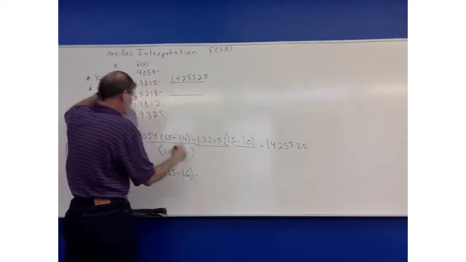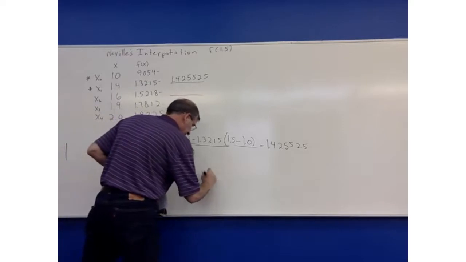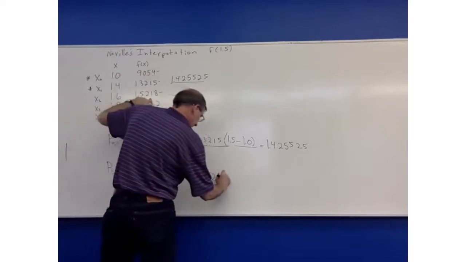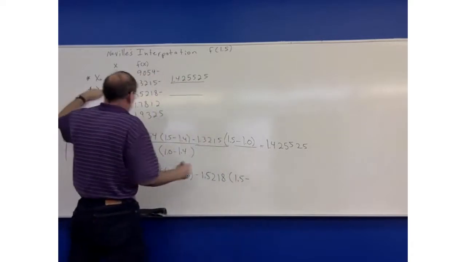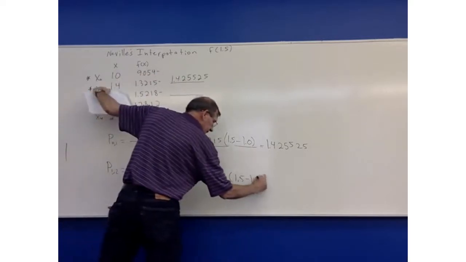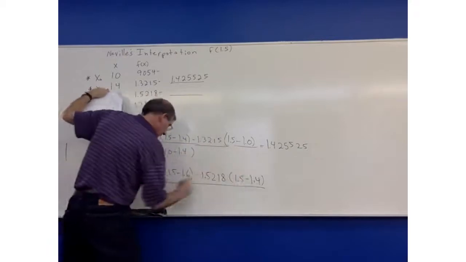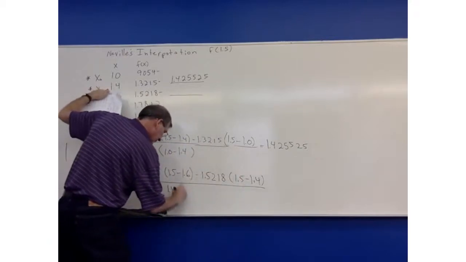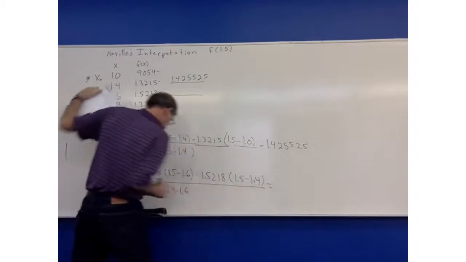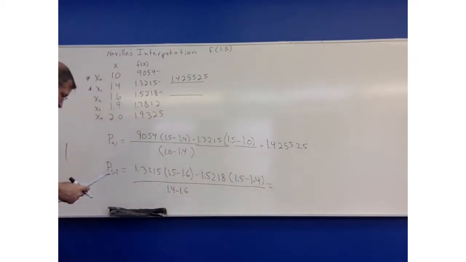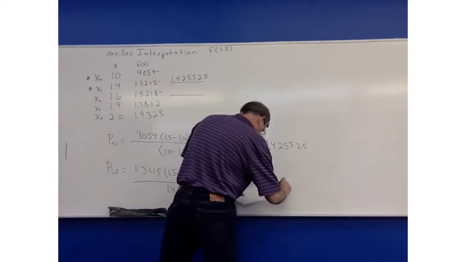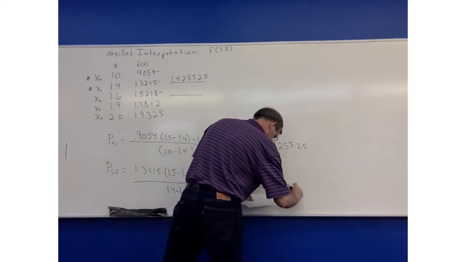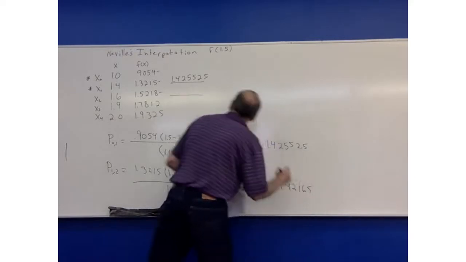minus, now we take the bottom, 1.52, and some more numbers, 1.8. We're approximating 1.5, and we subtract 1.4. Then on the bottom, we take the 1.4 minus the 1.6. And let me double check to make sure I got that right. Yes, and if you type that on your calculator, you're going to get 1.42165.